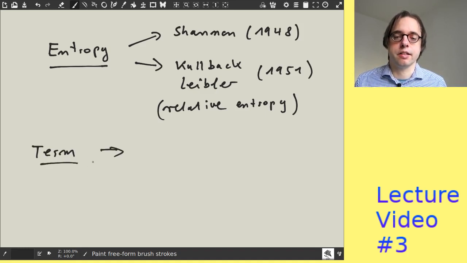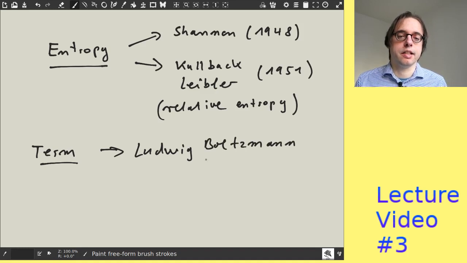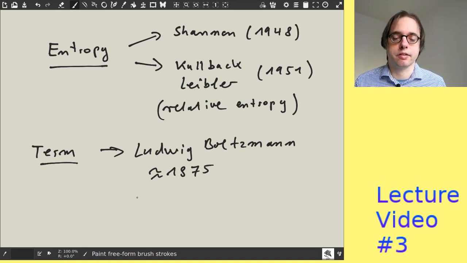Of course, actually the term entropy goes back to a physicist called Ludwig Boltzmann. He is an Austrian physicist, and he actually invented entropy, if you can say invented entropy, around 1875, when he was studying thermodynamics. He was the founder of statistical physics, and he was studying thermodynamics.